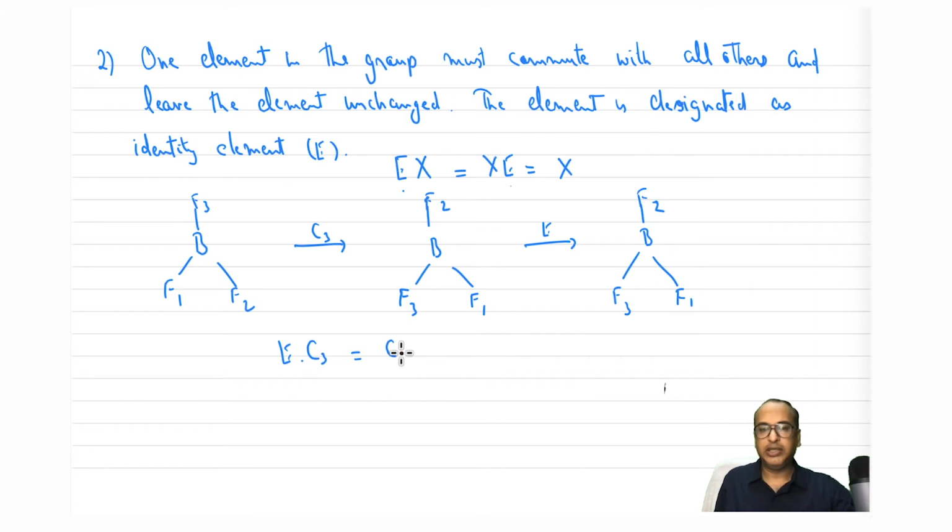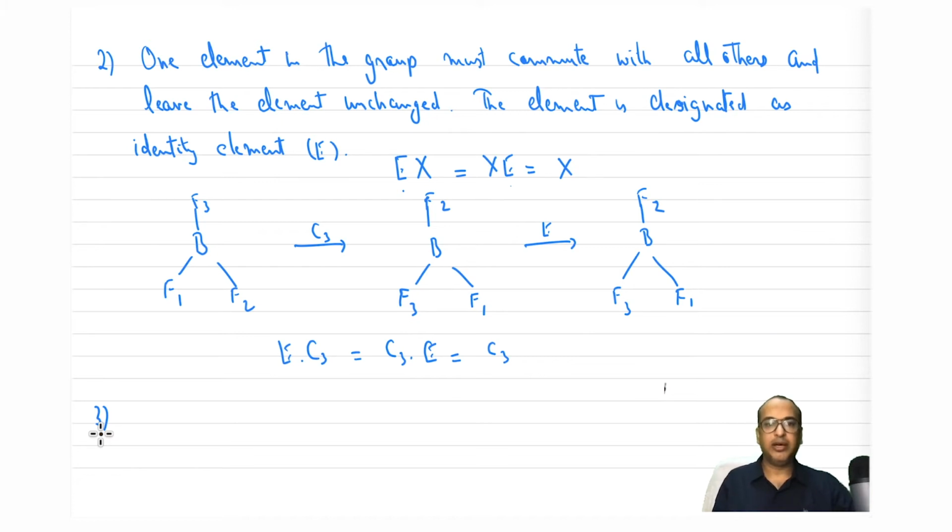Now it is easier to see that this is equal to C3E and it's equal to C3, right? So an element must commute with all other elements and leave the element unchanged. Okay. So again, by element, when I'm saying element, I mean symmetry operation, not the symmetry element. This is the group element we are talking about. Okay, so third property is, so first property was closure, another is the presence of identity, which is always there.